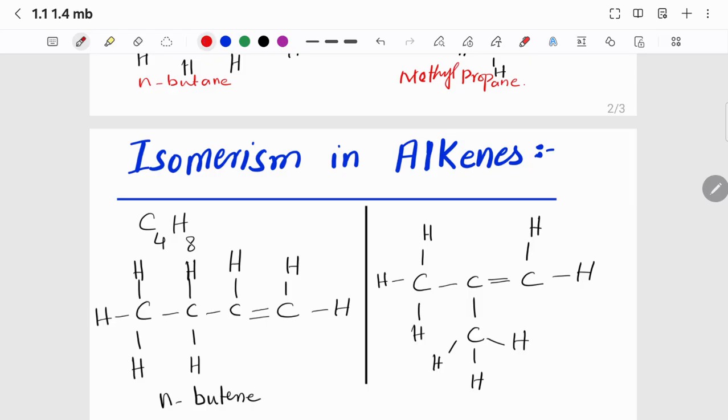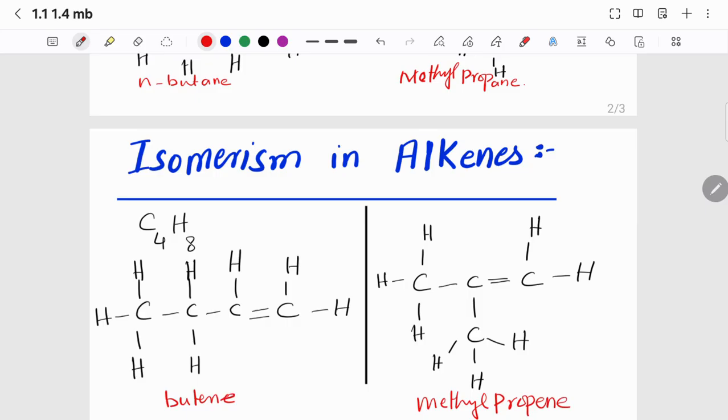Okay, what would be the name for this? The name would be methyl, because one methyl group is attached here. This is the methyl group. So, methyl propene. Why? Because the parent chain is the 3 carbon alkene. Alright, let me write it in red so that you can see it easily.